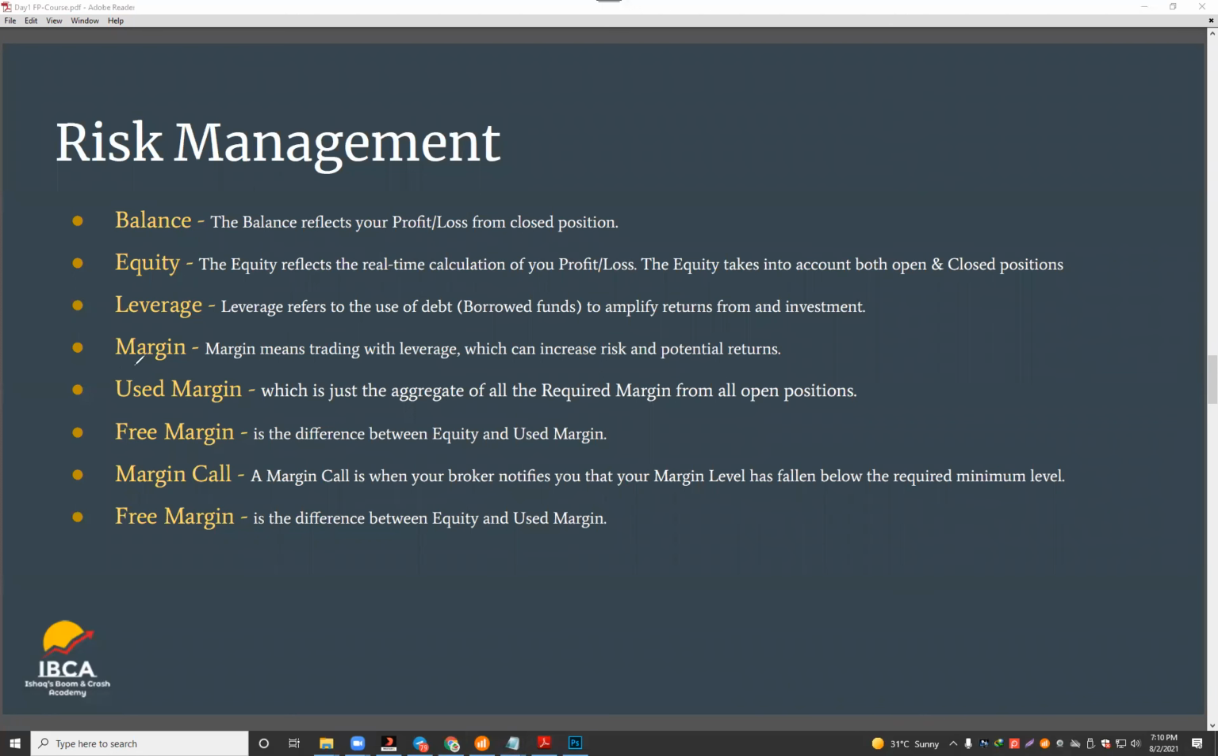So used margin. This is a margin. Margin means trading with leverage, which can increase risk and potential returns. But used margin is the same which we bought or which we sold. The amount which is reserved from your balance, that is the used margin. The free margin is the amount left after subtracting the used margin from your balance. Again, you can buy from that amount, right?